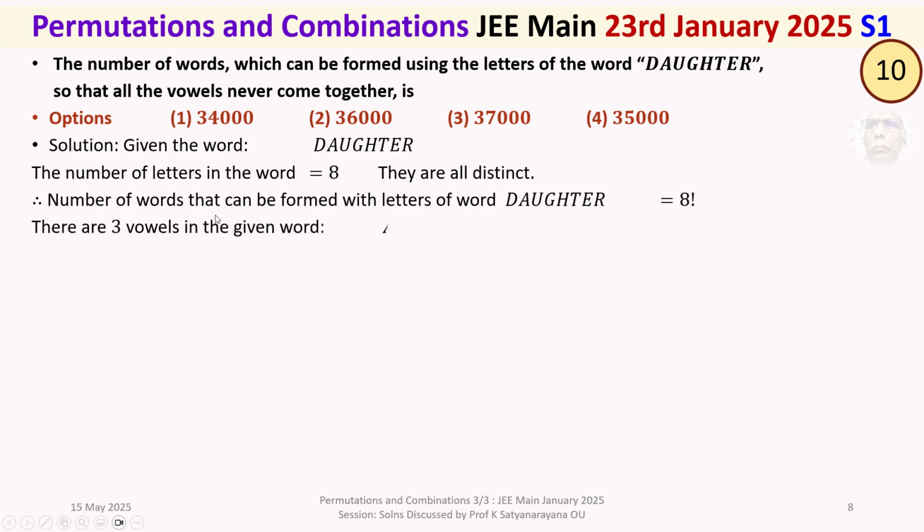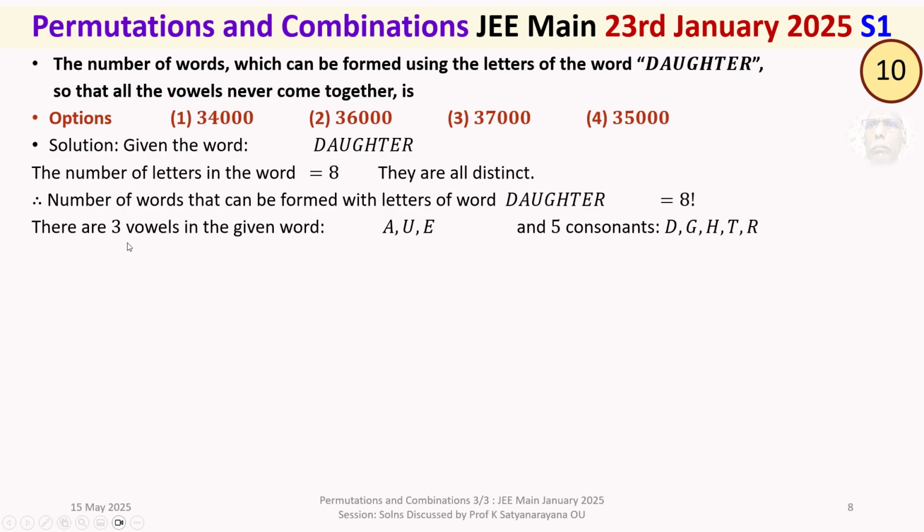There are 3 vowels in the given word. What are they? A, U, E. The remaining 5 consonants are there. What are they? D, G, H, T and R. Right.